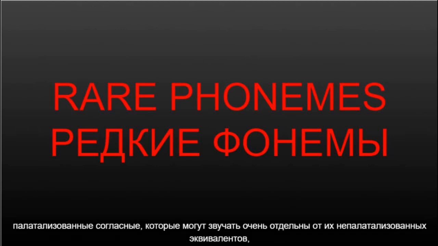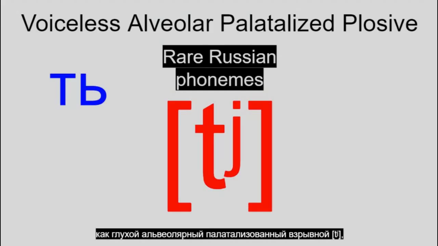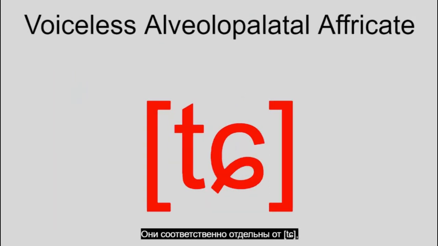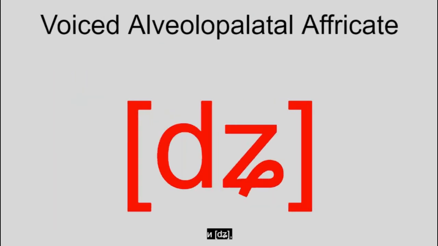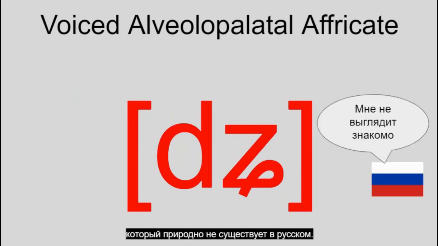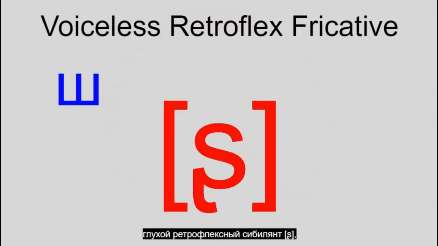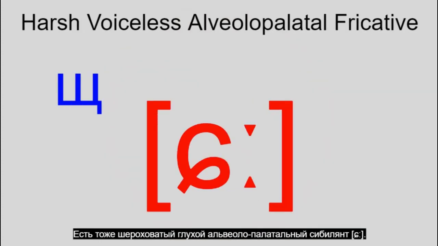Now, in terms of less common consonants that Russian has, some of them are the palatalized consonants, which can sound very distinct from their unpalatalized counterparts, such as the voiceless alveolar palatalized plosive ch, and the same thing but voiced j. They're respectively distinct from ch, which is another Russian phoneme, and j, which doesn't naturally exist in Russian. Another rare consonant is the sound commonly transcribed like it says sh, but it's actually the voiceless retroflex fricative sh, along with its voiced counterpart zh. There's also the harsh voiceless alveolopalatal fricative sh.